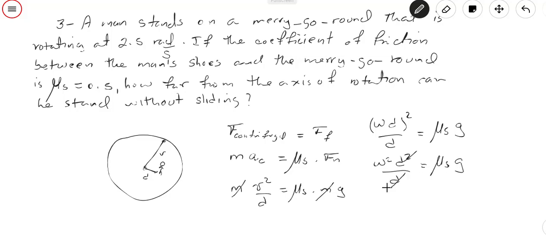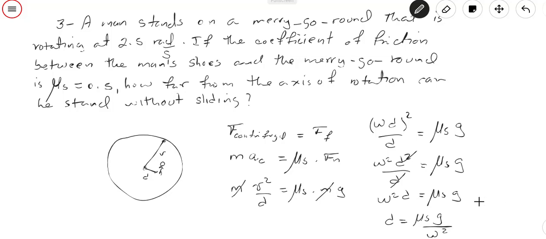I'm going to simplify d here. So I get w squared d is equal to mu sub s gravity. So I'm now ready to calculate this. So the distance that this guy could be from the center of rotation without sliding would be equal to mu sub s times the gravity divided by the square of the angular velocity.